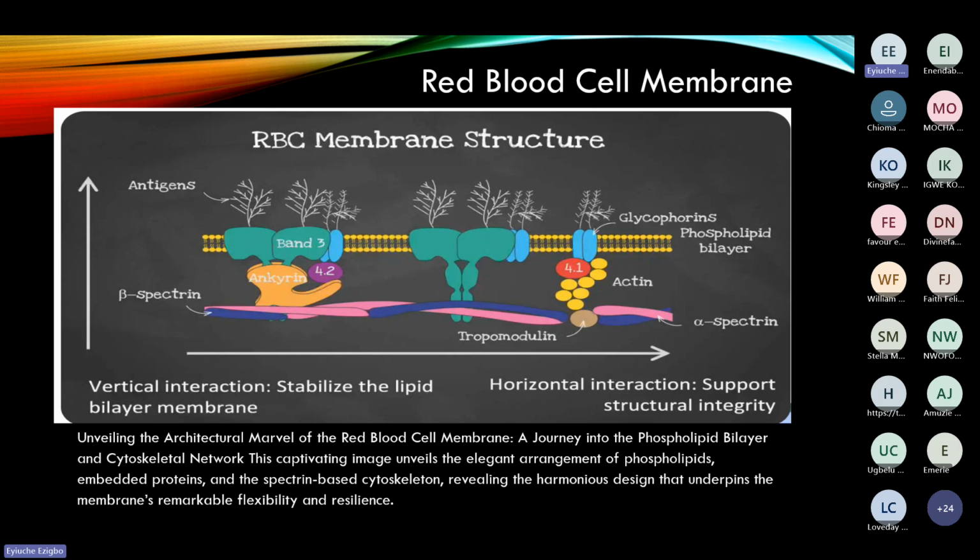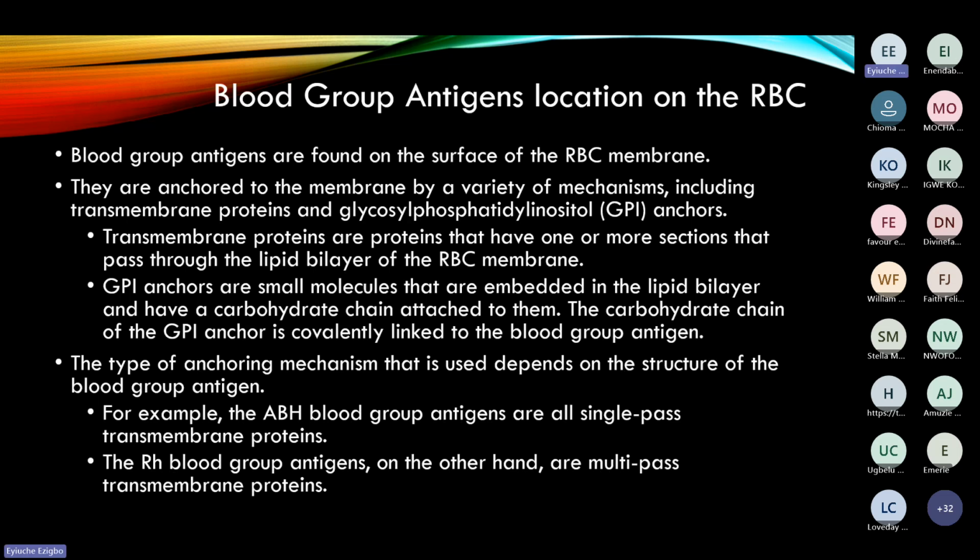So this is just a brief description of the red cell membrane. What we have on the red blood cell membrane is just a brief description, and you can also see the structures that protrude as the antigens. So the blood group antigens are found on the red blood cell membrane. Primarily, they are anchored to the membrane by a variety of mechanisms.